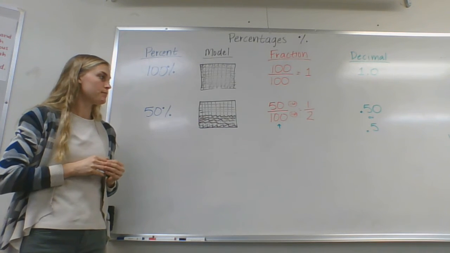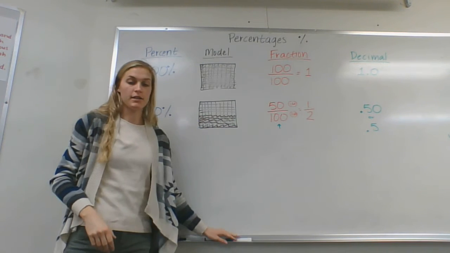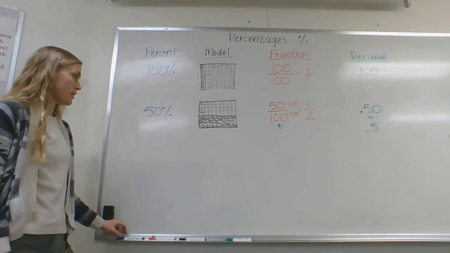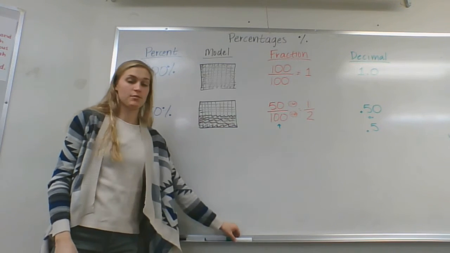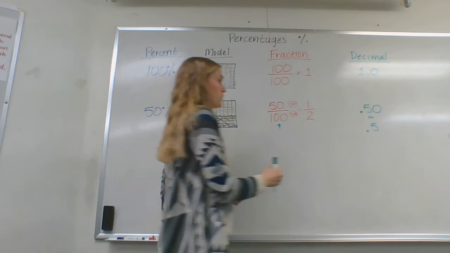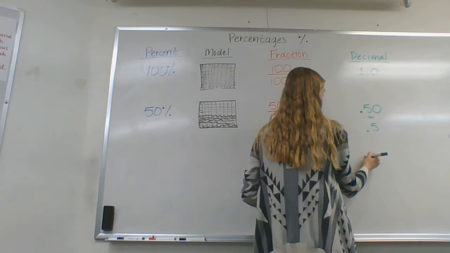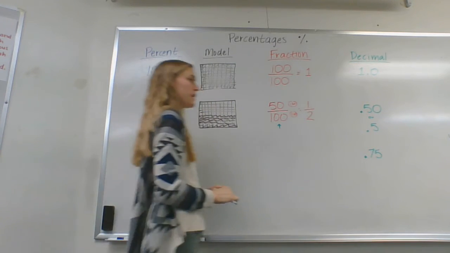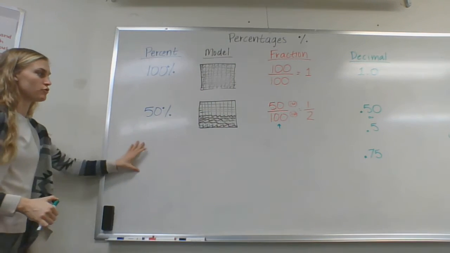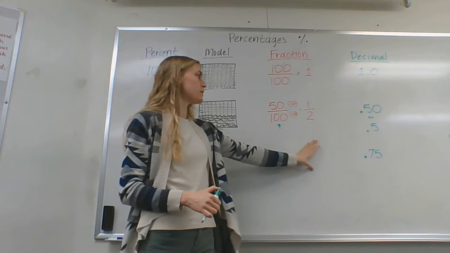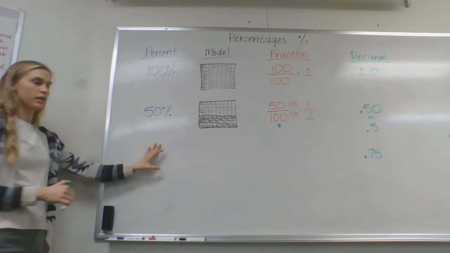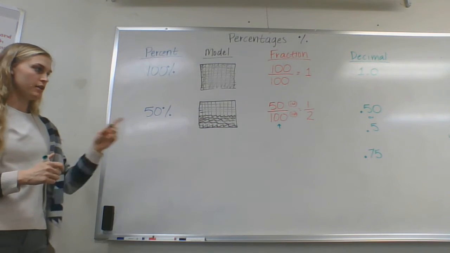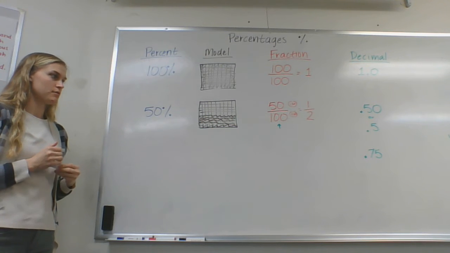All right. What if I was going to give you the decimal 0.75? That decimal. So you're going to work to try to fill in these other spaces. What's the fraction? What would the model look like? What would the percentage be if I give you 0.75?